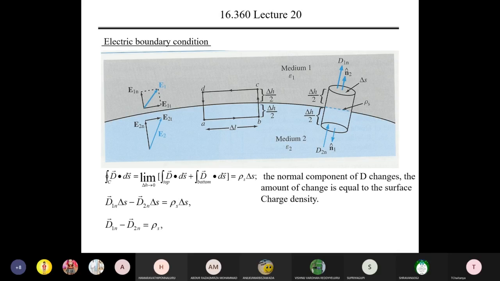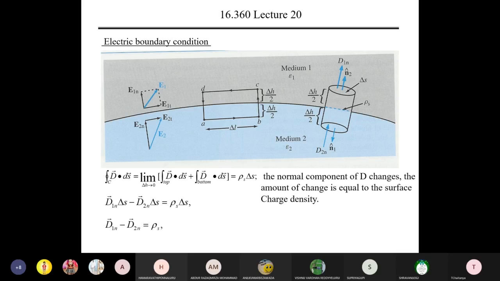E2n is the normal value for medium 2. E1n is the normal value, normal to the plane of medium 1. E1t is the tangential value to the plane of medium 1. The net field at medium 1 is E1, and the net field at medium 2 is E2. This is what I want to calculate here.